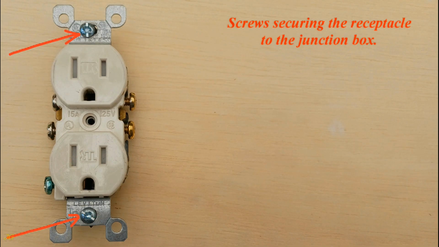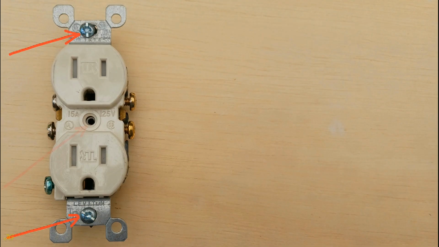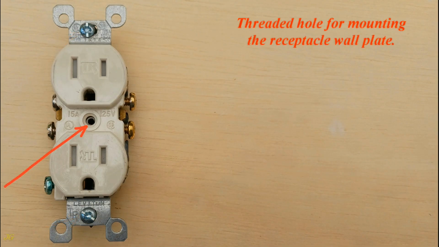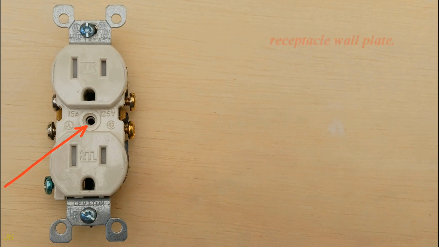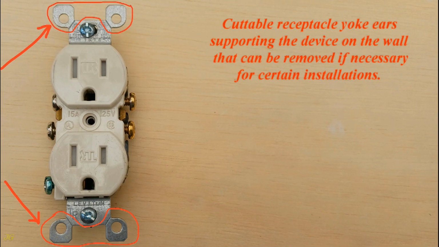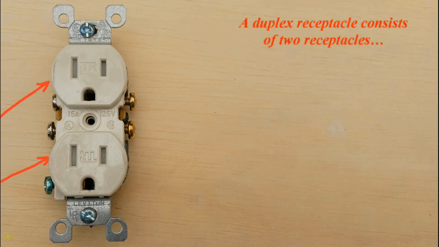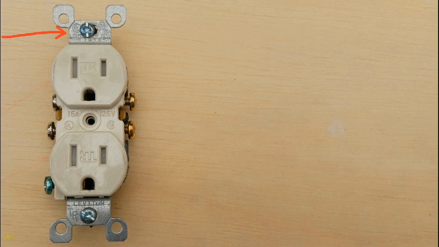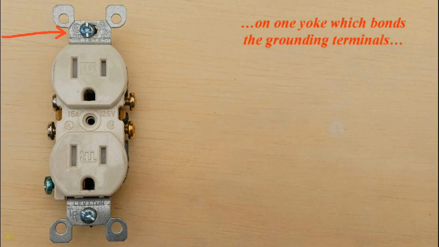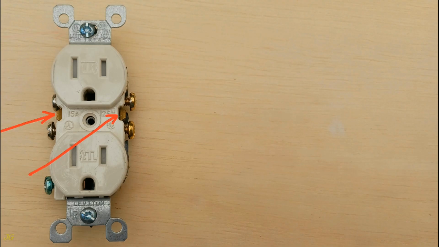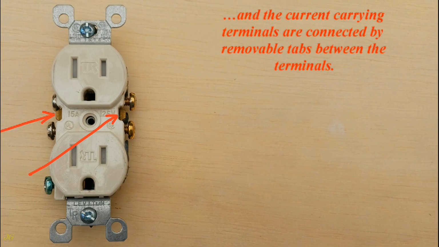Screws securing the receptacle to the junction box. Threaded hole for mounting the receptacle wall plate. Cuttable receptacle yoke ears supporting the device on the wall that can be removed if necessary for certain installations. A duplex receptacle consists of two receptacles on one yoke which bonds the grounding terminals, and the current carrying terminals are connected by removable tabs between the terminals.